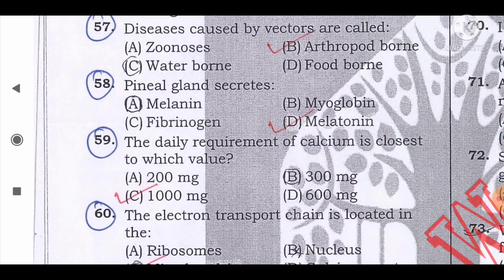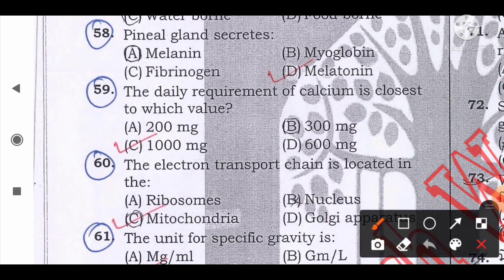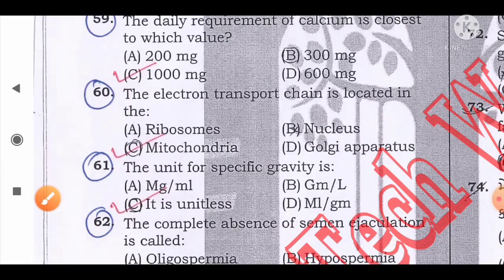Move to the next question, number 59. The daily requirement of calcium is closest to which value? Option A. 200 milligram, B. 300 milligram, C. 1000 milligram, D. 600 milligram. And the correct answer for this question, it is closest to 1000 milligram or 1 gram. So C. 1000 milligram is the correct answer for this question.